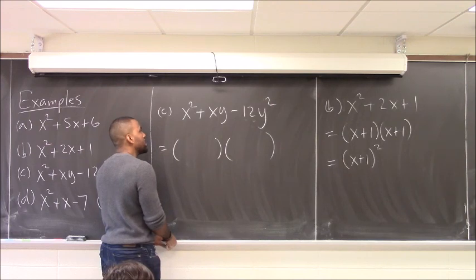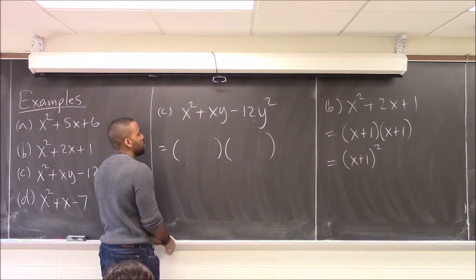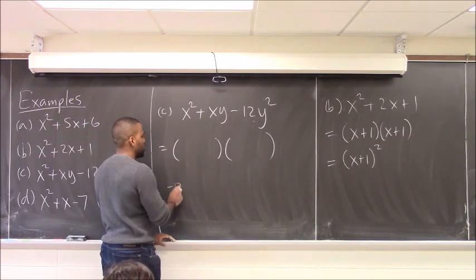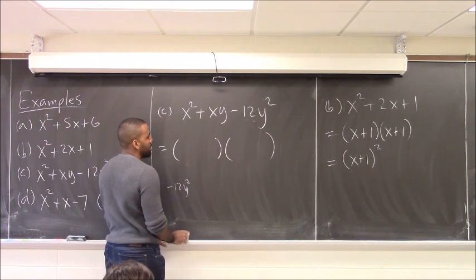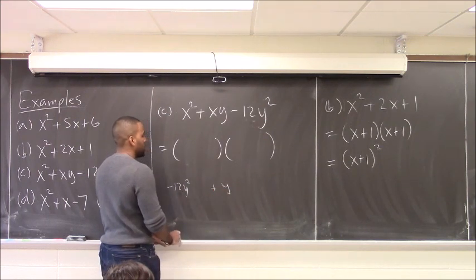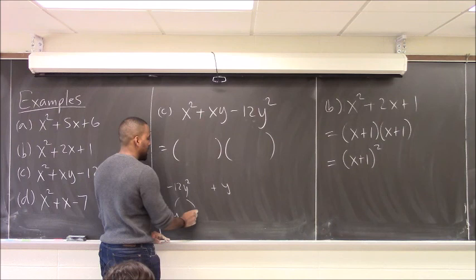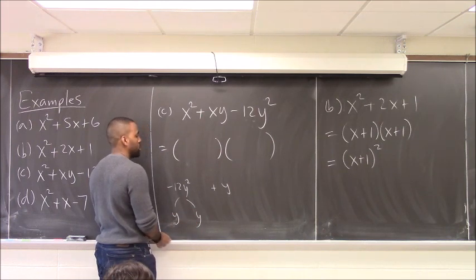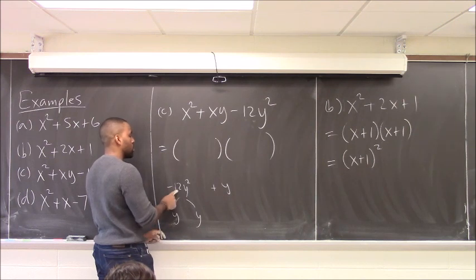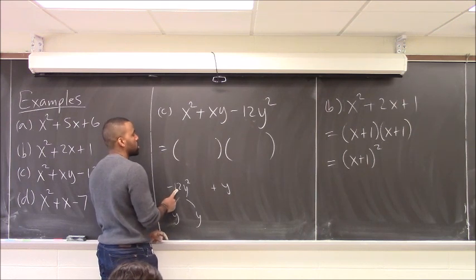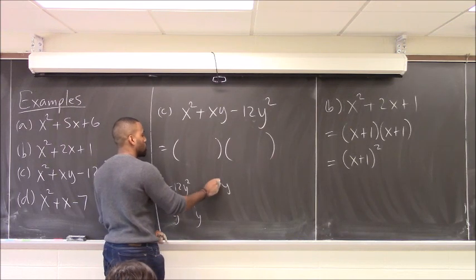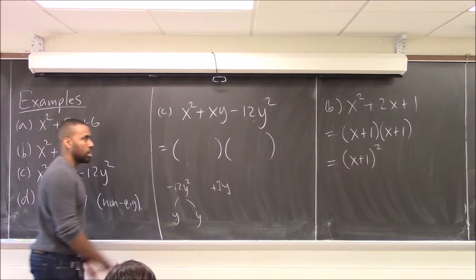Or in the other one, you can just think of the y itself as just some other number. So one way you can think of it is, can I find 2 numbers that when I multiply them I get minus 12y squared, and when I add them I get y, right? So obviously the 2 numbers must have y's attached to them so that when I multiply them I get a y squared. And so now really the focus is on the coefficients, right? What numbers multiply to get minus 12, and when I add them I get plus 1, right? So you end up thinking along the same lines.